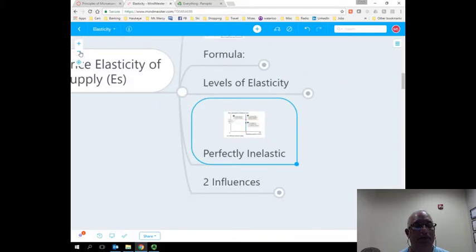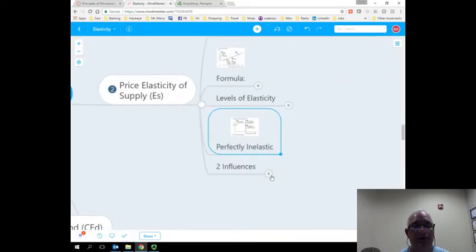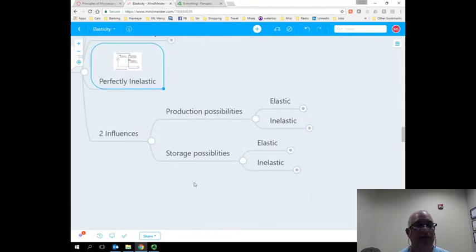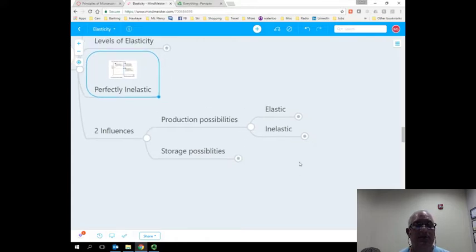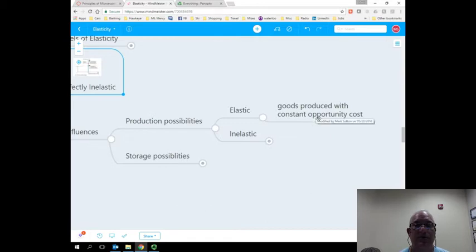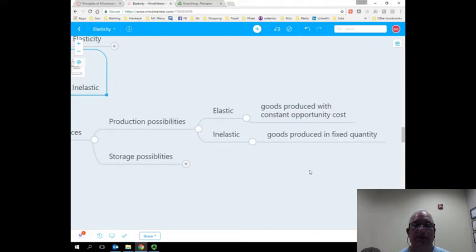Okay. Some influences on the elasticity of supply. We got two main influences on the elasticity of supply. One is production possibilities. The other is storage possibilities. Production possibilities: if we have an elastic situation, the goods are produced with constant opportunity cost, and when we have inelastic, goods are produced in fixed quantity. Okay, so two differences there.